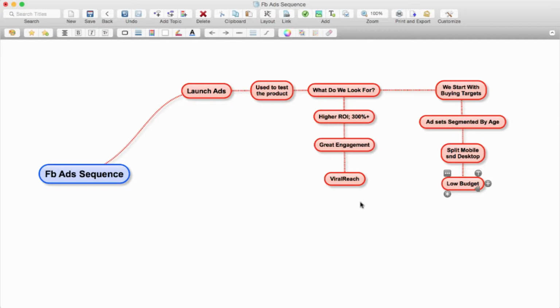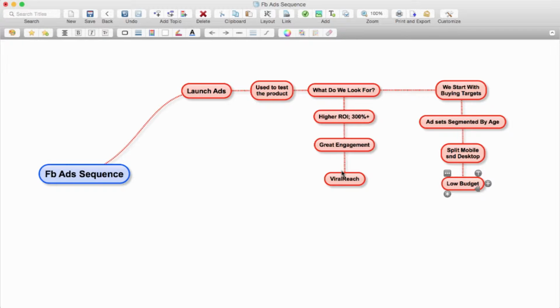Now, your launch phase will be the first ads you set up, and you're using these ads to test the viability of your product. You want to know that your product is a winner before you even think about scaling. And so what do we look for with these ads? Well, we look for a high ROI up front. I like to look for 300% and above. We look for great engagement on the ad, and then we look for viral reach.